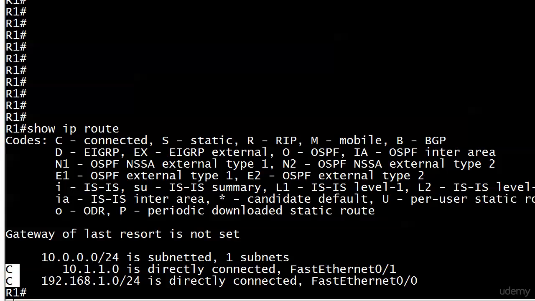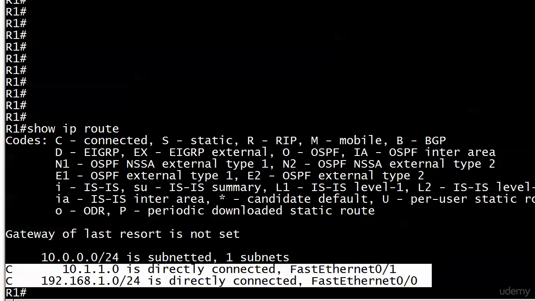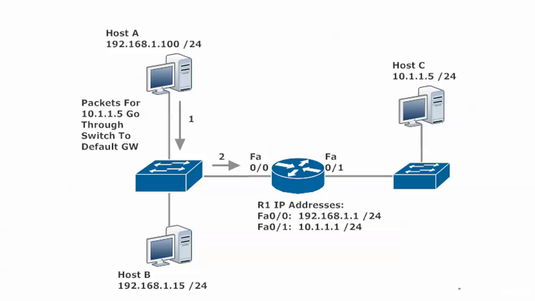And you can see there are the letters C. Always look over here for the code. And then, of course, for your exam, I would have a couple of these memorized, definitely C for connected. But you can see the two entries, no pun intended, see the entries that the router has. And it's got an entry for 10.1.1.0, directly connected off FastEthernet 0/1. And then the 192.168.1.0/24 network it's directly connected to on the other side of the router on another FastEthernet interface. So that's where we are right now.